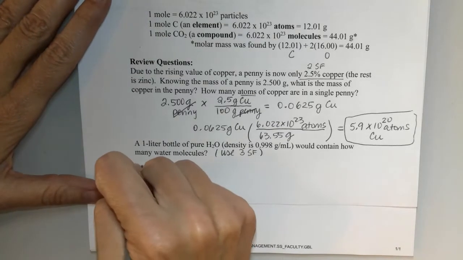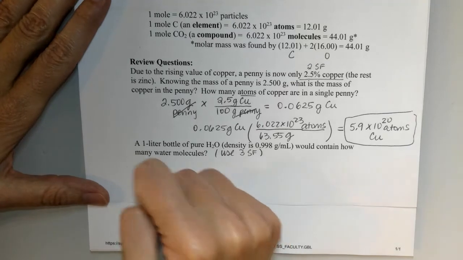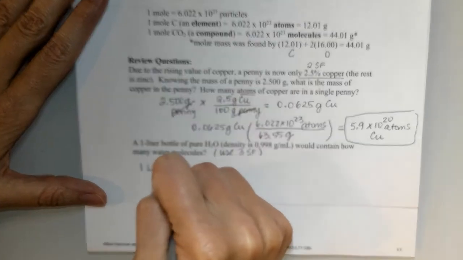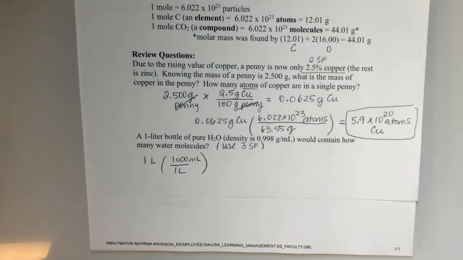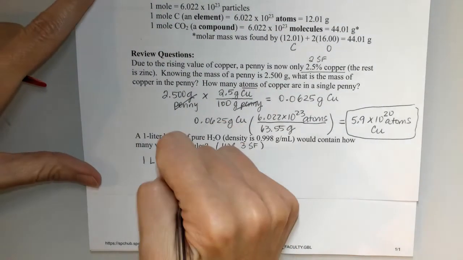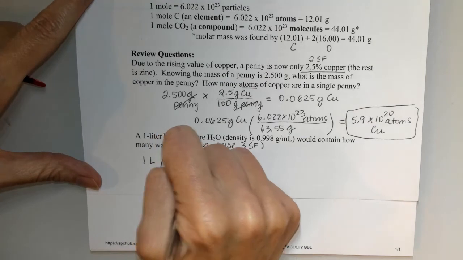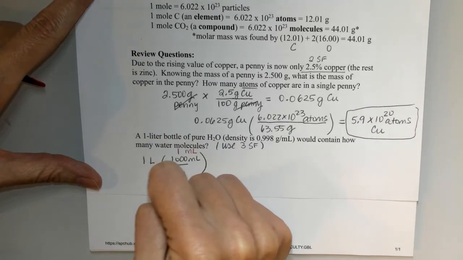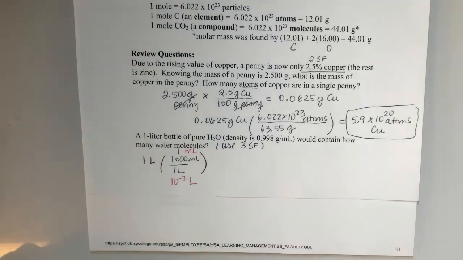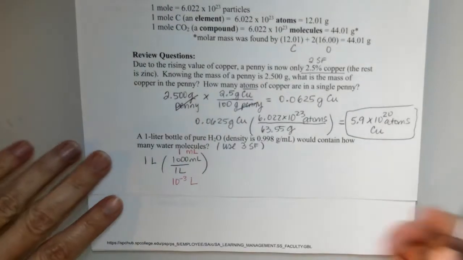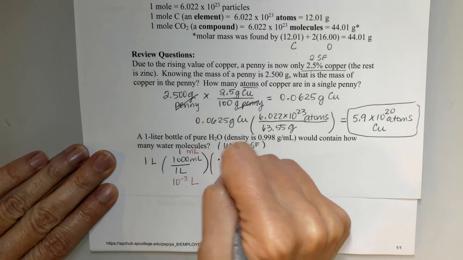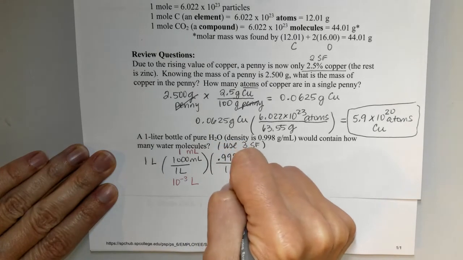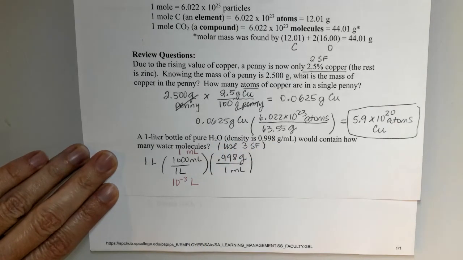So we have 1 liter. A liter is the same as 1,000 milliliters. Remember, you can write it that way, or like we talked about in chapter 1, you could write it as 1 milliliter is 10 to the negative 3 liters. All right, up to you how you want to do it. And then using my density, 0.998 grams would be the mass of each milliliter in that bottle.